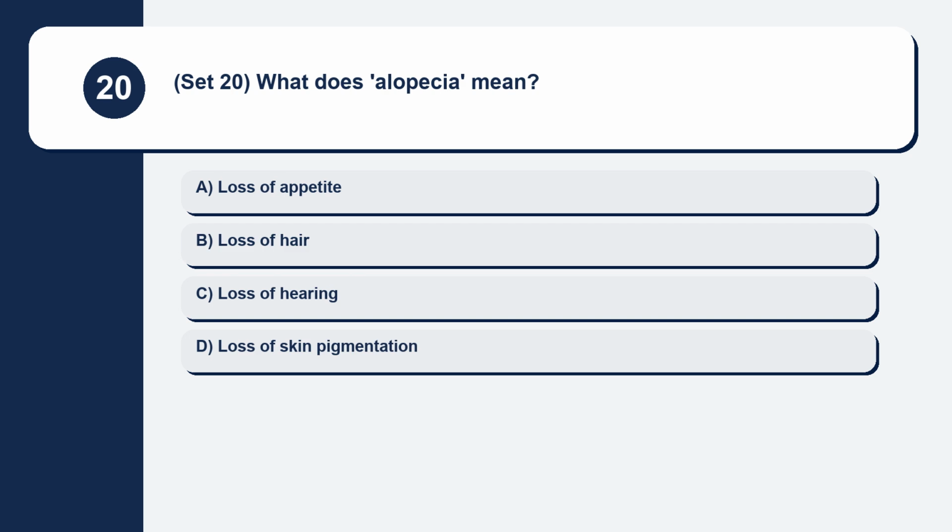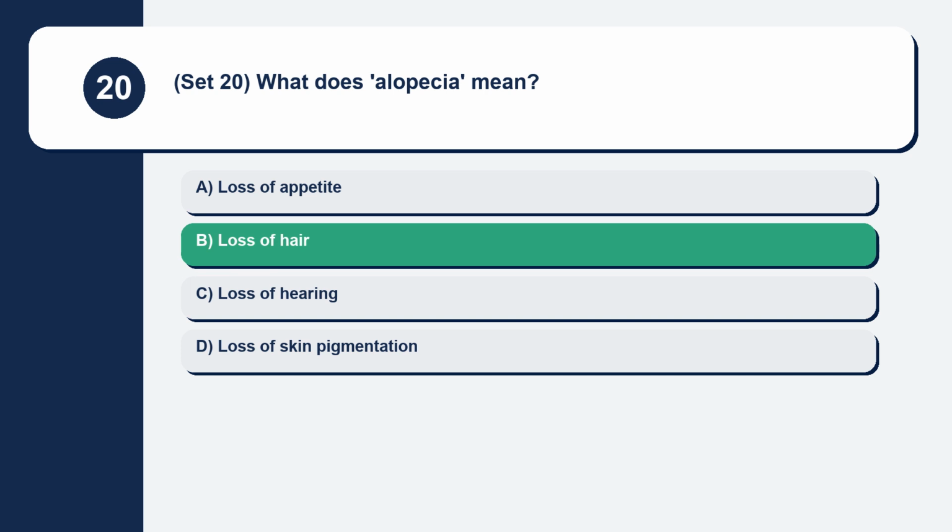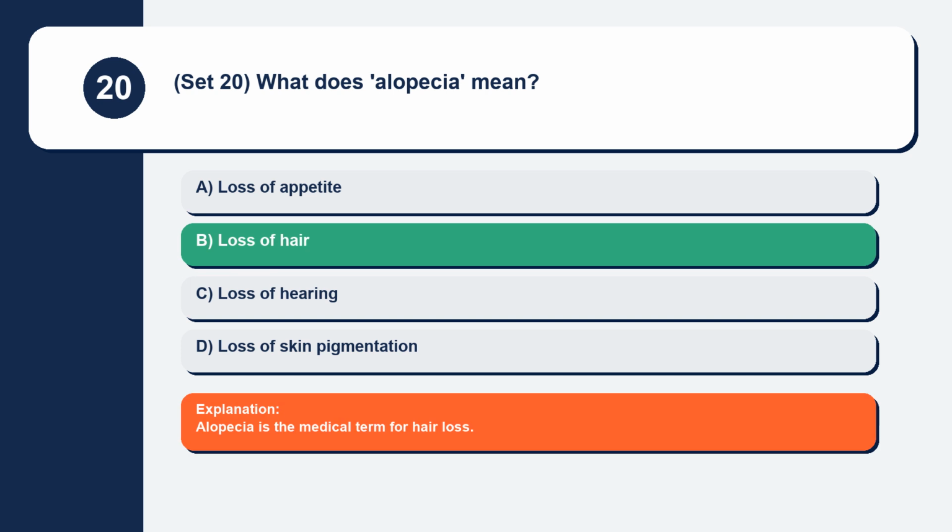Question 20. Set 20. What does alopecia mean? Loss of appetite, loss of hair, loss of hearing, loss of skin pigmentation. Alopecia is the medical term for hair loss.